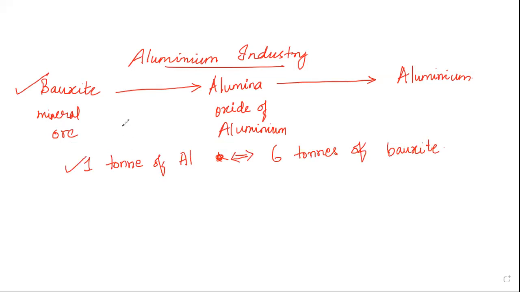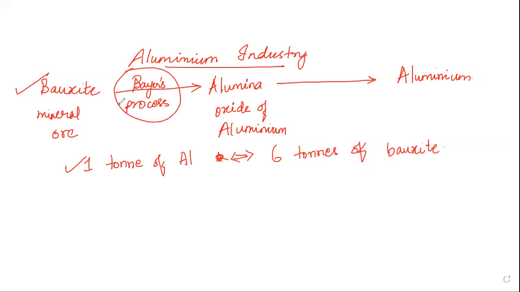Now, there is a process for converting bauxite to alumina and from alumina to aluminium. The first one, the conversion of bauxite to alumina, is called Bayer's process. This I'm sure you might have read in class 11 or 12. It's called Bayer's process.